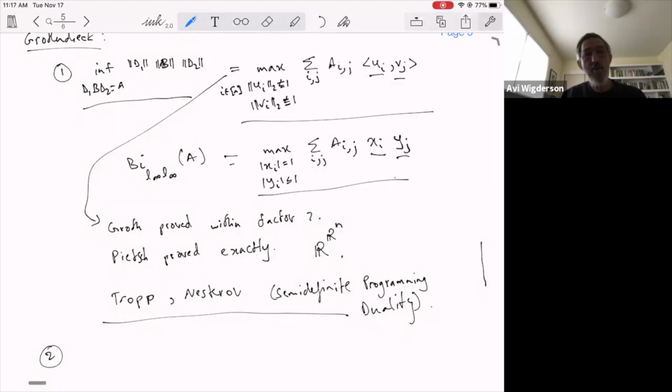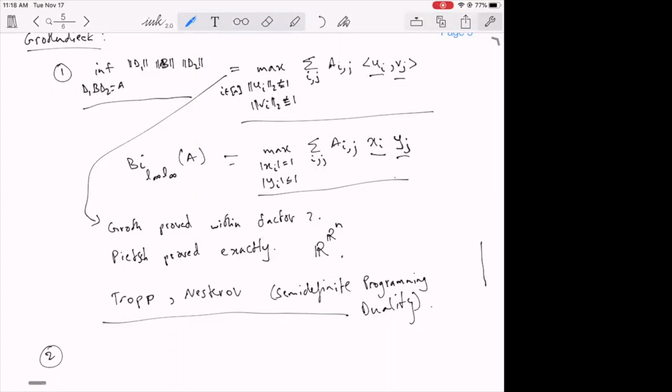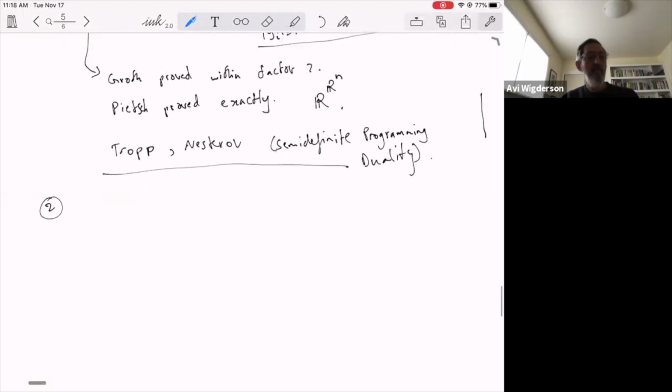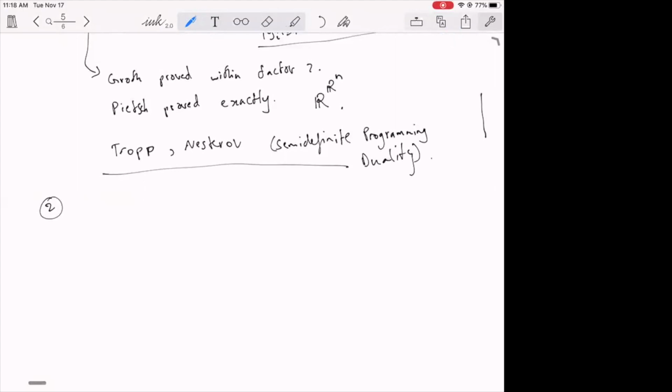Okay. And so all we want to compare is the one-dimensional case to the arbitrary dimensional case, to show that there's only a constant factor gap. Exactly, and that's the second step. Yeah, so as Avi said, the second step is to use this maximum characterization to show what's known as Grothendieck's inequality.